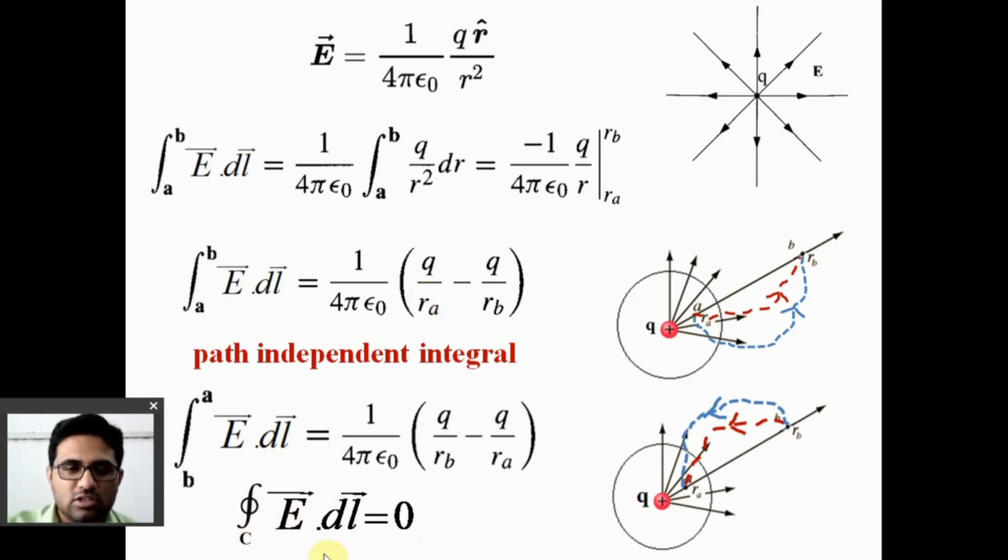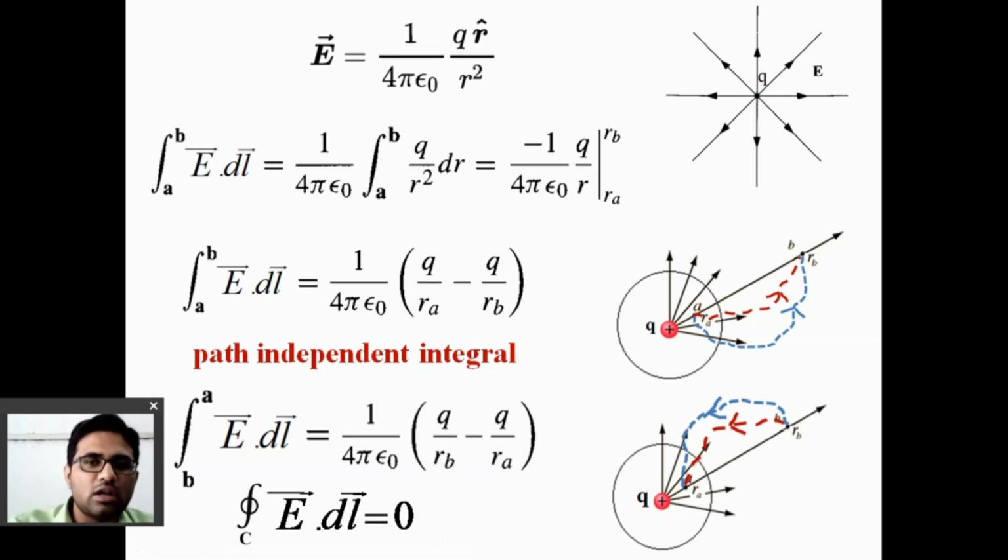This is the nature of the electric field: if we take the closed line integration in the electric field, it will give us 0. That's why it is called a conservative field. The path independent nature of this E dot dl gives rise to this, and this is called the conservativeness of the electric field.